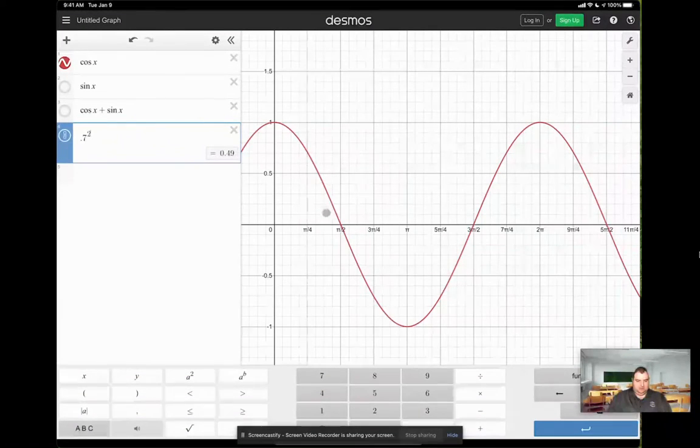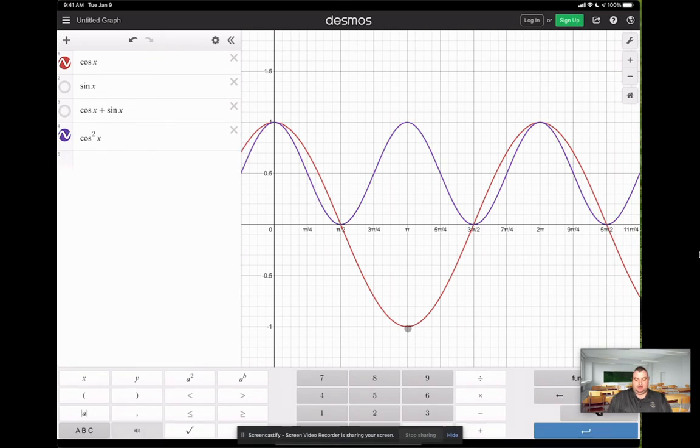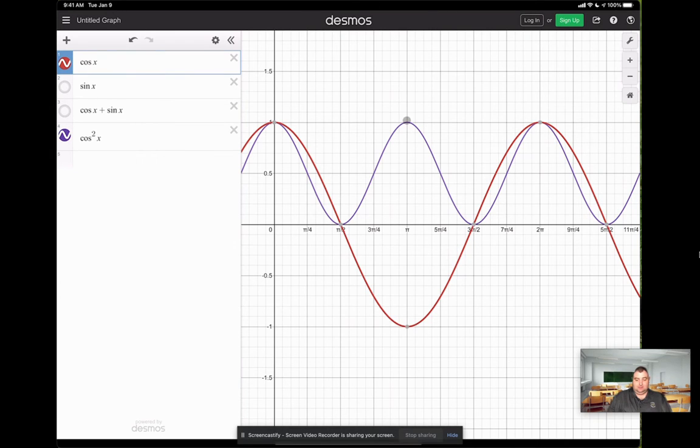And then at pi over 2, it'll be 0. So it'll come down kind of this way here. Let's see what happens when we graph it. So cosine squared of x, and you can see that's what it does. Okay, it still has that shape, but notice it never goes negative, because when I square a negative, it becomes a positive. Okay, so that's what cosine squared is going to look like.